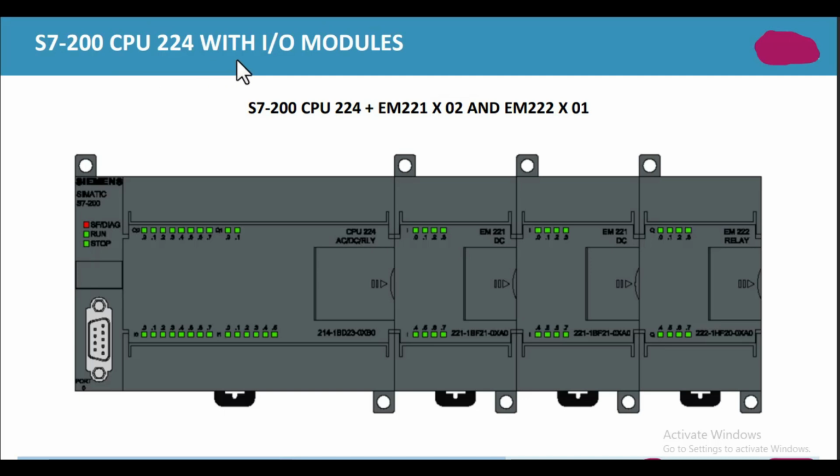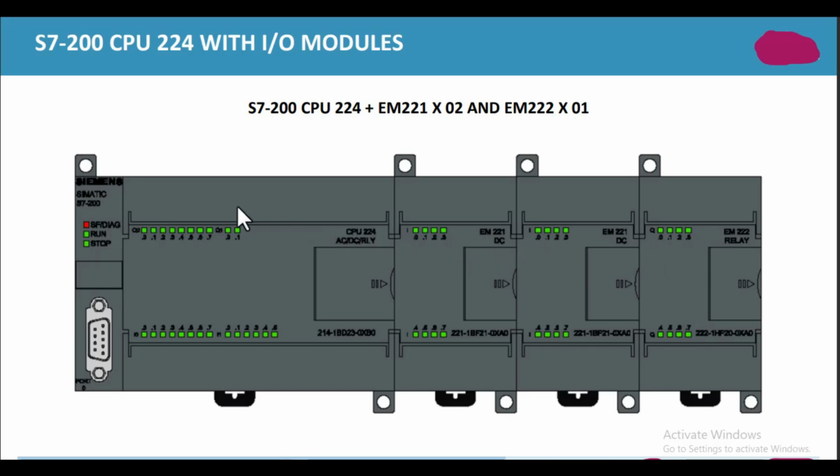S7-200 CPU 224 with input output modules. In this case, S7-200 CPU 224 plus EM221 times 2 and EM222 times 1. It means that this is the PLC S7-200, and this is the input extension module. This is again the input extension module, as it is written with I, and this is the output extension module. It is written with the Q. Q represents the output, I represents the input.